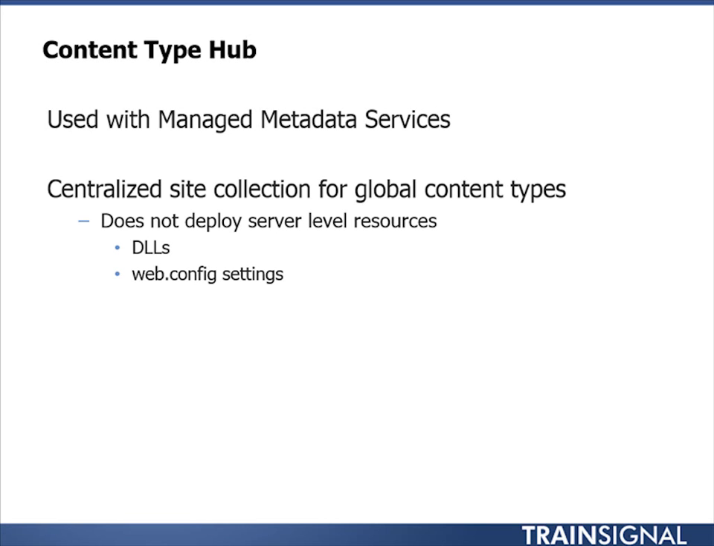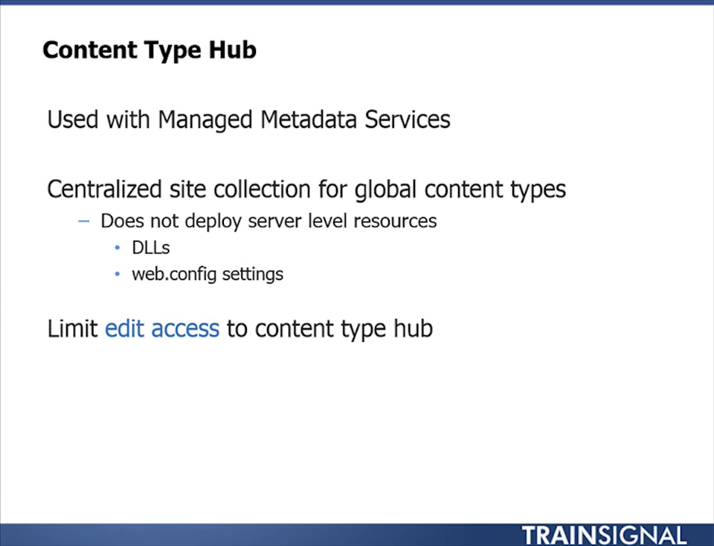Now, there are a couple little things you want to keep in mind about the Content Type Hub. First of all, while it does give me that centralized site collection for global content types, it's not going to deploy out any server level resources. So any modifications that might be needed to the web.config file to support that, not going to get pushed out. Any DLLs for, say, workflows or event receivers are not going to get pushed out either. So any server level resource is not going to get pushed out. But anything that's at the site level will automatically get pushed out.